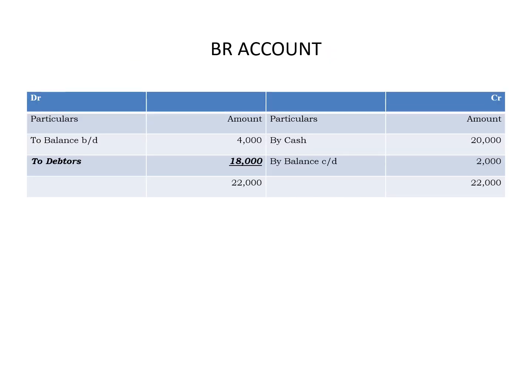Now look into the BR account. We have brought down the opening balance of 4,000. So to balance brought down 4,000. Cash received from BR is given as 20,000. That we record towards credit side. By cash 20,000. And closing balance of BR is given as 2,000. So we have taken closing balance as 2,000. So by balance carried down 2,000. These are the three items given in the problem which is related to BR account.